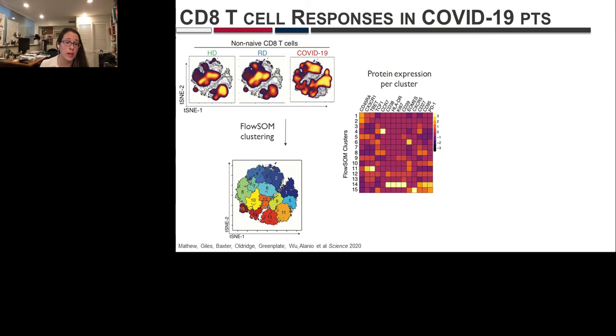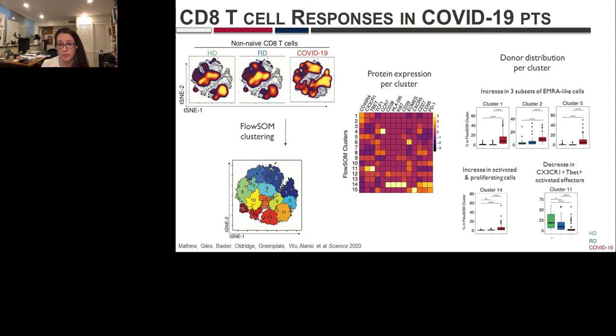But what we really wanted to know is how these various clusters were differentially distributed between our three donor cohorts. On the top, I'm showing you three different clusters, clusters 1, 2, and 5, that were increased in the COVID-19 patients. And all of these clusters contained EMRA-like cells that had differential expression of the transcription factor T-bet.